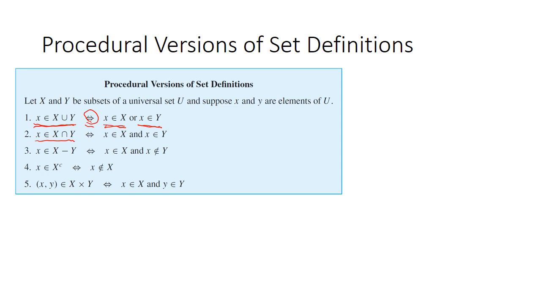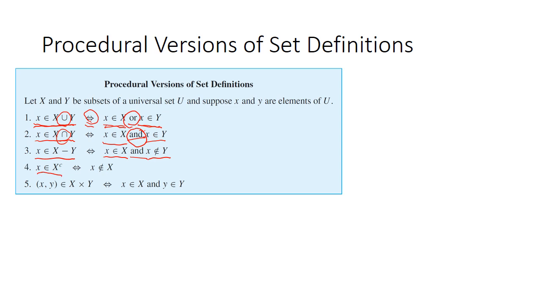Little x is an element of big X intersect big Y if and only if little x is an element of big X and little x is an element of big Y. So when you encounter the union symbol and the intersection symbol, you really want to think of those as meaning or and and. And then the minus: x is an element of X minus Y means that x is an element of X and x is not an element of Y.